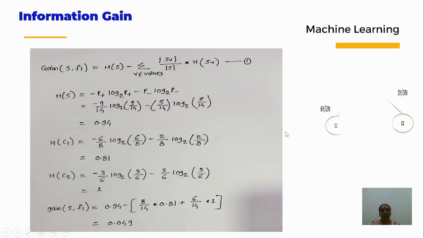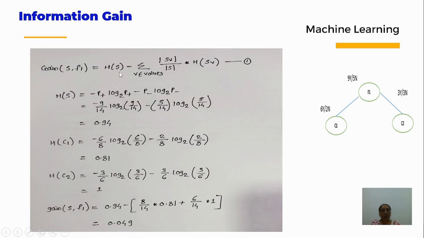Now let us understand how to calculate the information gain for this particular example. Here I have considered a simple decision tree having three features: F1, C1, C2. For the F1 feature I have 9 yes values and 5 no values. For C1, after splitting F1, there are 6 yes values and 2 no values, and at C2 we are getting 3 yes and 3 no values. For these values we will see how to calculate the information gain and how we can select the root node for the splitting purpose.